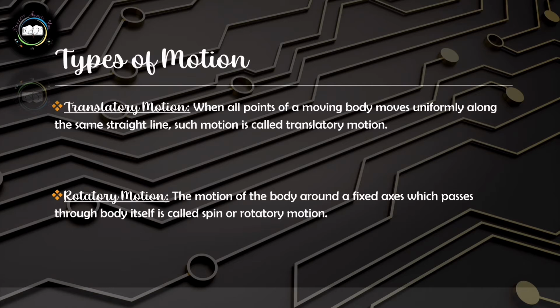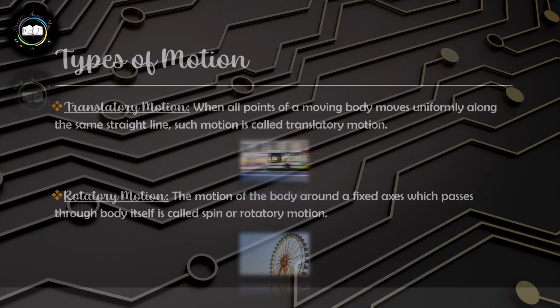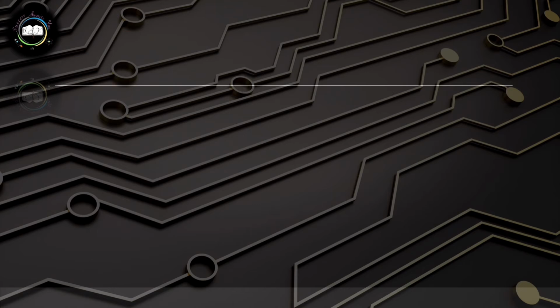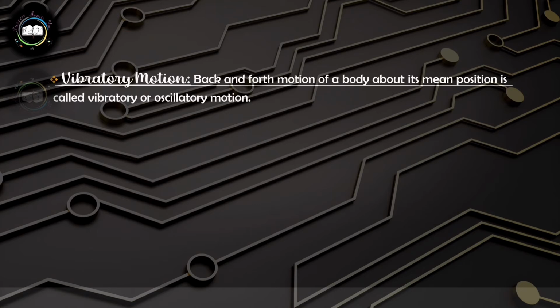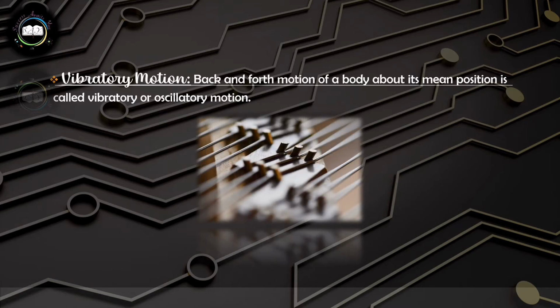Number 2, rotatory motion. The motion that occurs when a body rotates on its own axis. For example, the motion of the Earth about its own axis, fan blades, Ferris wheel, etc. Number 3, vibratory motion. When a body moves to and fro about its mean position is called vibratory motion. The examples are pendulums, swings, tuning forks, etc.